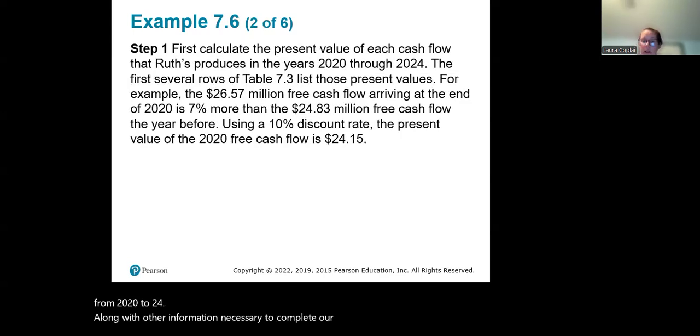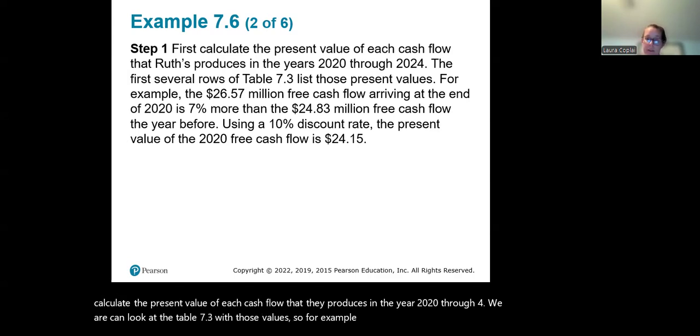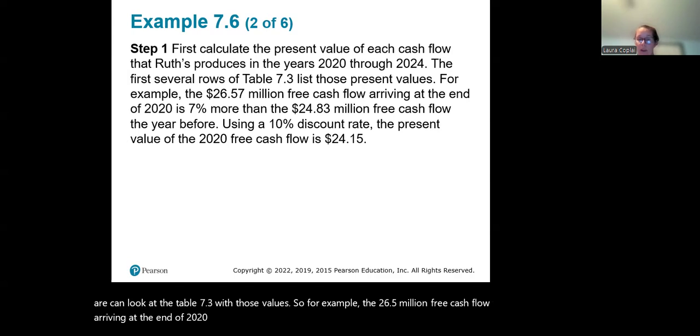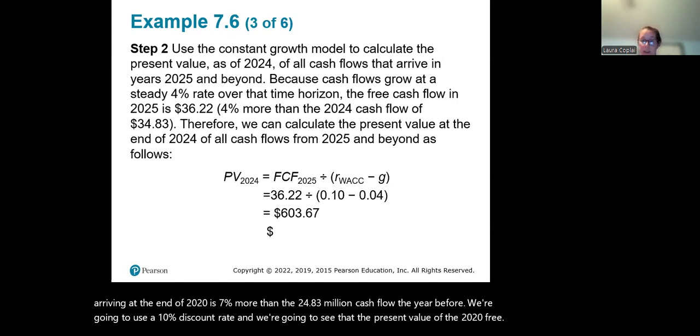So step one, we're going to calculate the present value of each cash flow that they produce in the years 2020 through 24. We can look at table 7.3 with those values. So for example, the $26.5 million free cash flow arriving at the end of 2020 is 7% more than the $24.83 million cash flow the year before. We're going to use a 10% discount rate, and we're going to see that the present value of the 2020 free cash flow is $24.15.